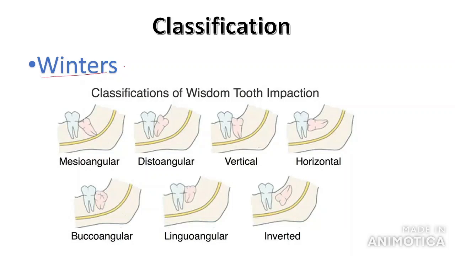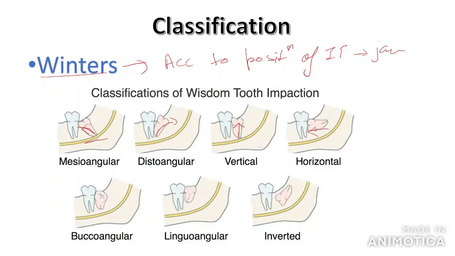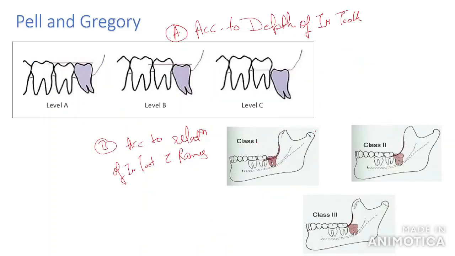Winter's classification is given according to the position of the impacted tooth in the jaw, right? So see, this is a mesioangular impaction. It is bent mesially at an angle, so mesioangular. Similarly, distoangular; when it is completely upright, it is a vertical impaction; and horizontal, so horizontal impaction. So it is a very easy classification according to the position of the impacted tooth in the jaw, right? Let's move on to Pell and Gregory's classification.